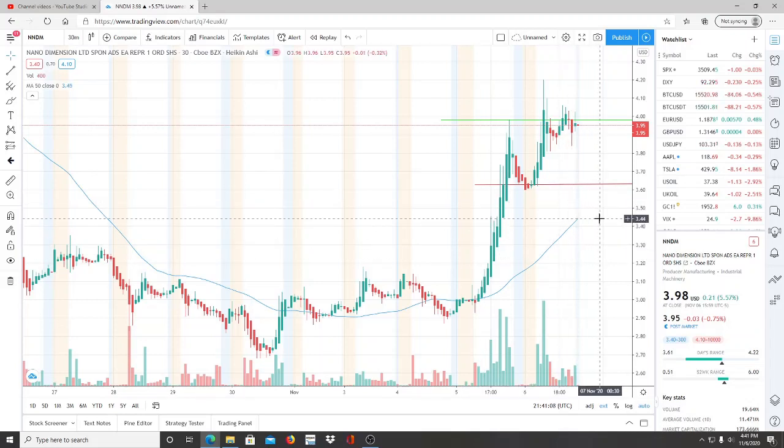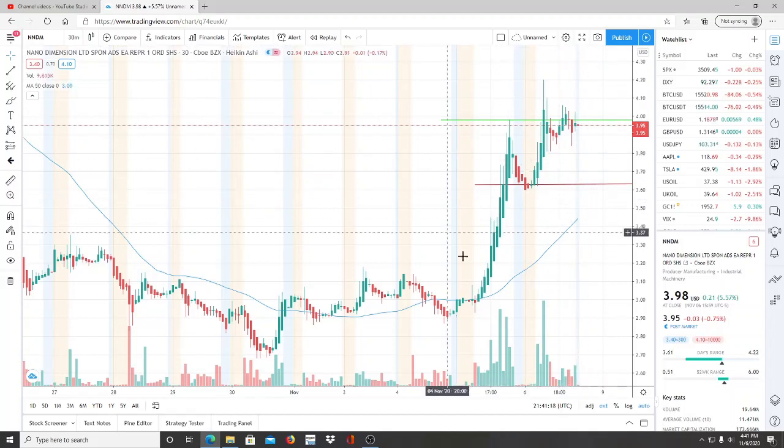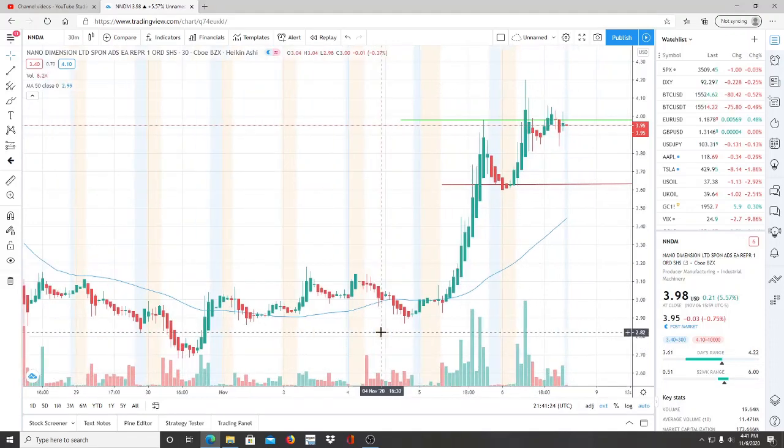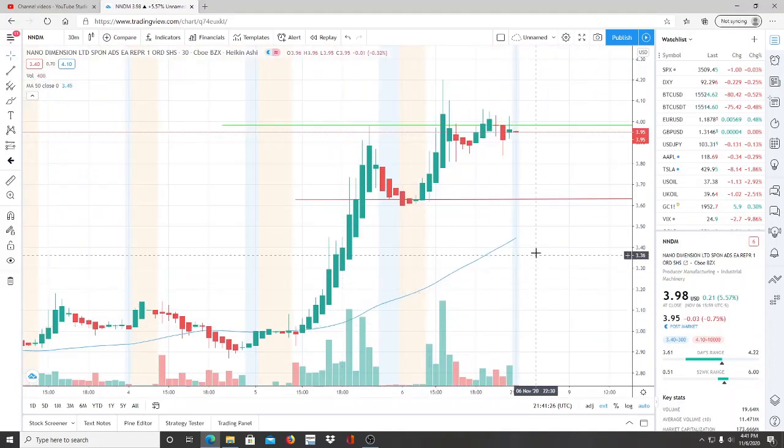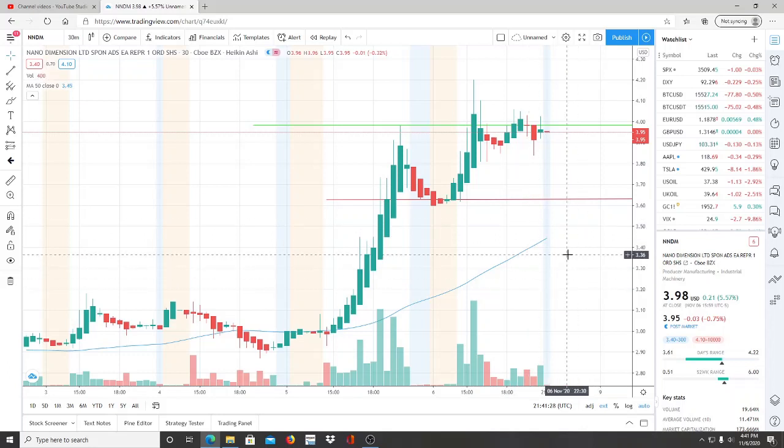Now, the 50-day moving average is 3.45. It's super important because 3.45 is what lets us know on what side of the chart we're in. So on the top of the 50-day moving average, we are in bullish territory, and below it, we are in bearish territory. It is important for the bulls to continue to pull away from it, right? So they can maintain this momentum.